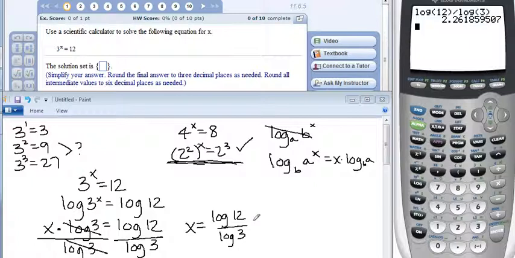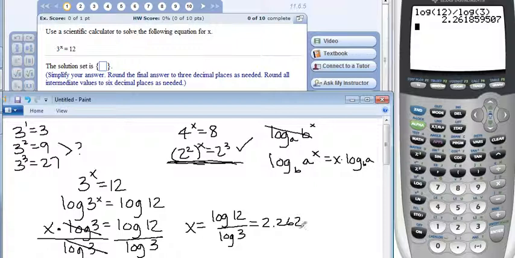2.262. Okay, so before I enter that in, I'm going to check my answer. I'm going to see if 3 raised to the 2.262 power is equal to 12. Now it's not going to be exactly 12 because this is not an exact answer. This is a rounded answer, so I'm going to get real close to 12. So when you're checking these, if you're getting extremely close to the number that you're looking for, you're good to go.